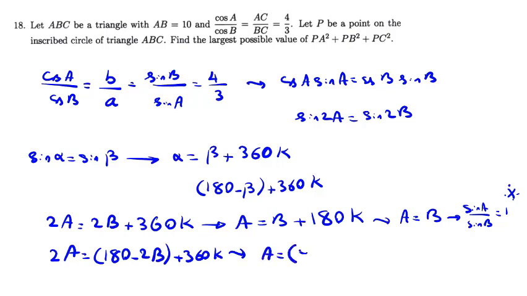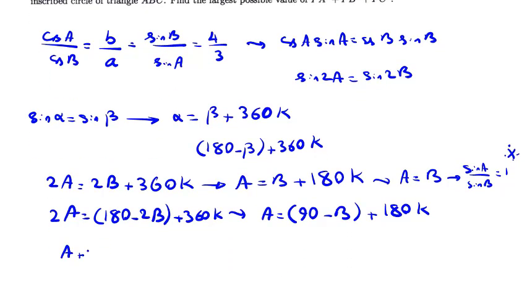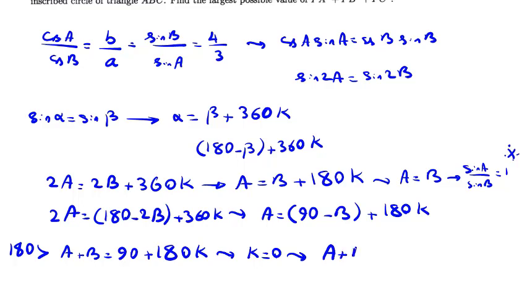In the next case, we say, okay, 2A equals 180 minus 2B plus 360k. If we divide by 2, A is 90 minus B plus 180k. So then we can conclude A plus B is 90 plus 180k. We know A plus B is less than 180 because they are angles of a triangle. So k can only be 0. So A plus B equals 90.